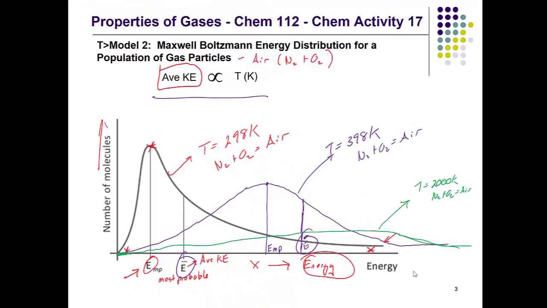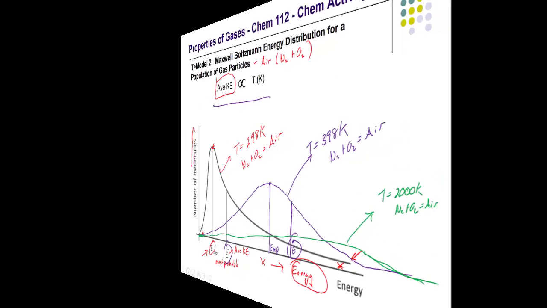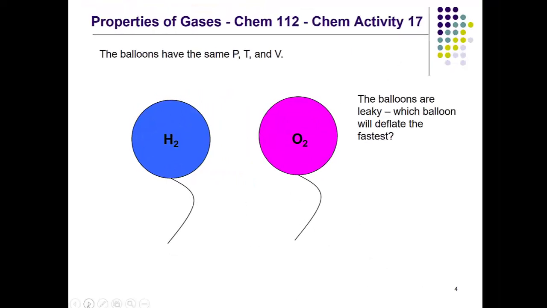I'd like you to now engage in a thought experiment. Here we have two balloons. They're filled with hydrogen gas and oxygen gas. And I'd like to point out that both balloons are at the same pressure, temperature, and volume. So I'm just going to remind you about the ideal gas law here.